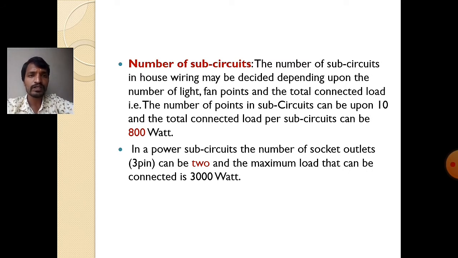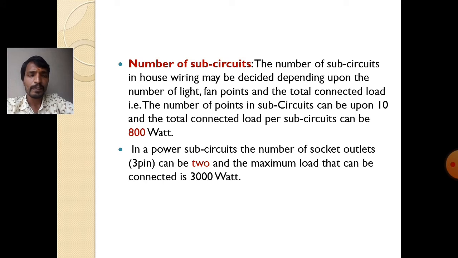The number of points should not be more than 10. The maximum points in a subcircuit should be 10, and also the power rating of the whole subcircuit should not be more than 800 watts. If we combine all the points, fan points, fluorescent lamp points, and socket points, and add the total load of a subcircuit, it should not exceed 800 watts.